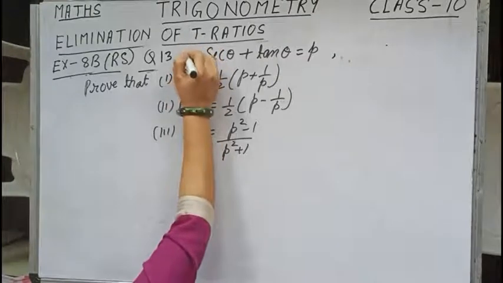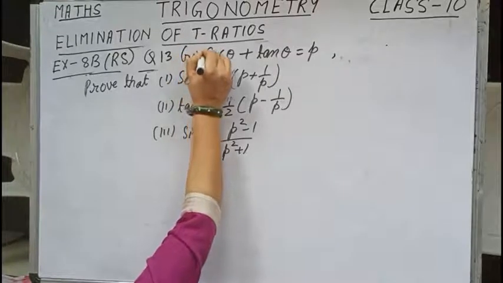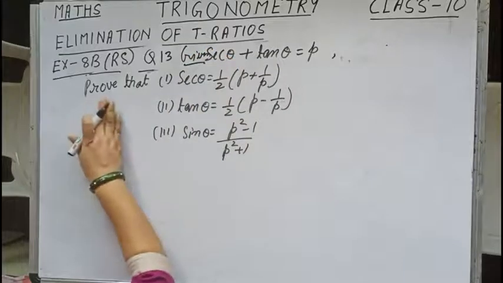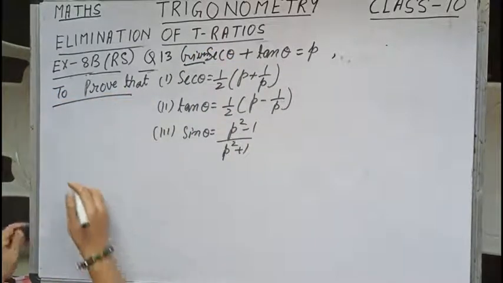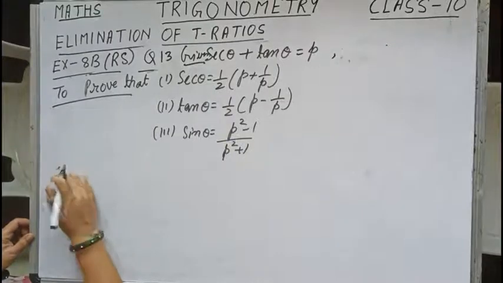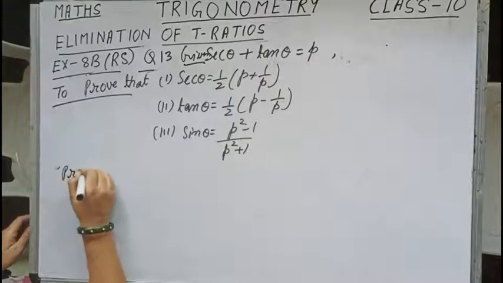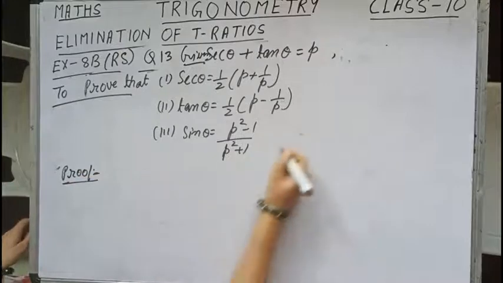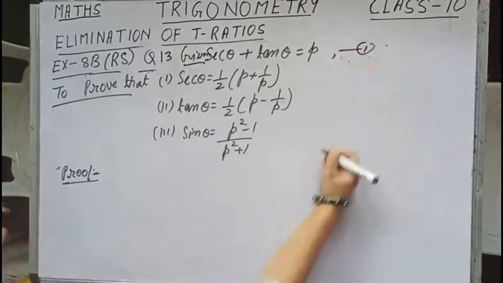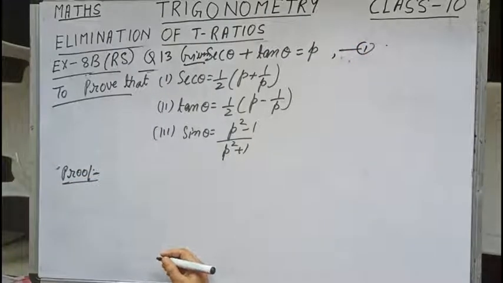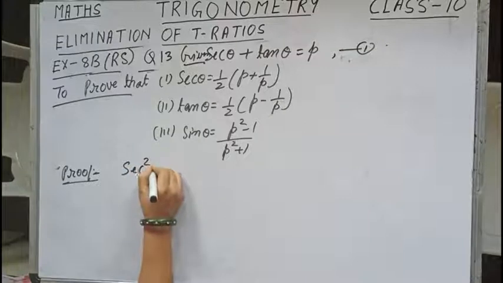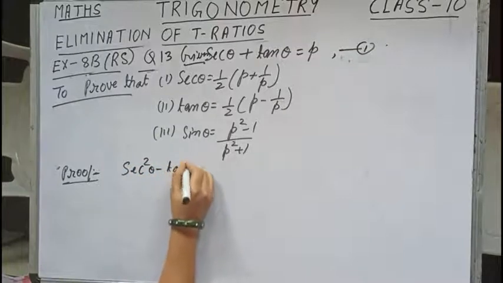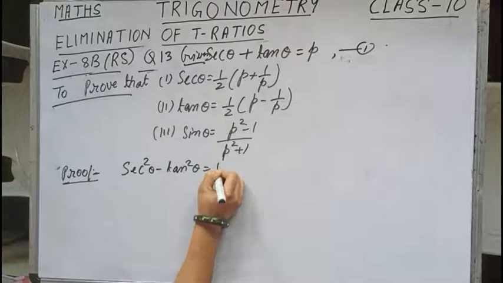In place of if, I am writing given. In place of prove that, I am writing to prove that. And let us start. Proof. This I am making equation number 1. So sec theta plus tan theta is given as p. So sec square theta minus tan square theta we know as 1.